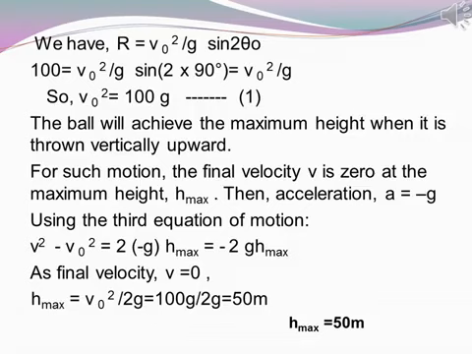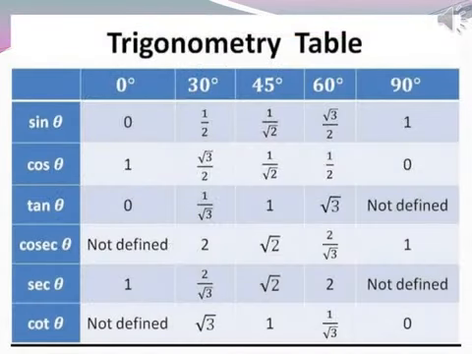As final velocity v is equal to 0, so h maximum is equal to v0 square by 2g. Since v0 square is equal to 100g from the expression 1, then h maximum is equal to 100g by 2g, which is equal to 50 meter. Then the maximum height reached by the cricket ball in its vertical motion is equal to 50 meter.